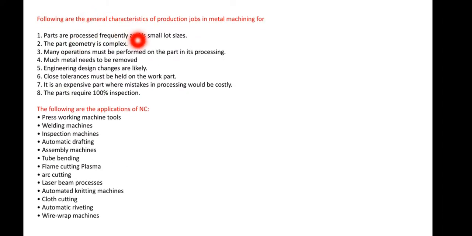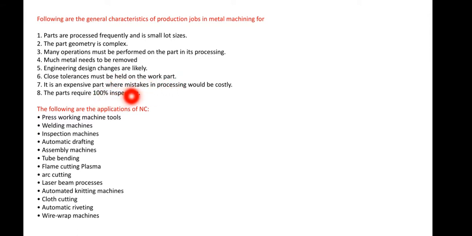Following are the general characteristics of production jobs in metal machining. Parts are processed frequently and in small lot sizes or batch sizes. The part geometry is complex. Many operations must be performed on the part in its processing. Much metal needs to be removed. Metal removal rate is more. Engineering design changes are likely. Close tolerances must be held on the work part.